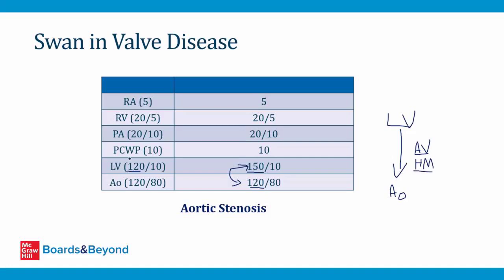So I just show you these so that you understand that the pressures you get from a Swan-Ganz catheter can be used to diagnose shock. They can also be used to characterize valvular heart disease. And that concludes our module on shock.